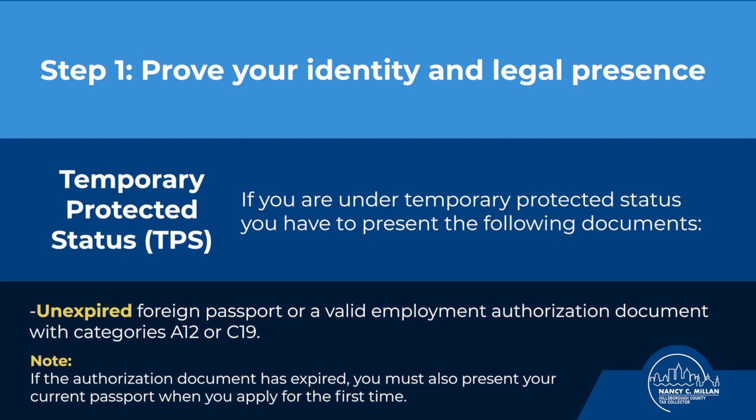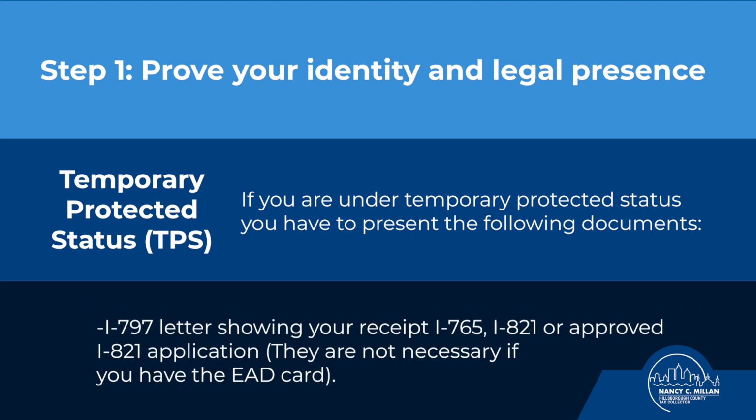Temporary Protected Status, or TPS. If you are under Temporary Protected Status, you have to present the following documents: an unexpired foreign passport or a valid employment authorization document with categories A12 or C19. Note: if the authorization has expired, you must also present your current passport when you apply for the first time. And I-797 letter showing your receipt of I-765, I-821, or your approved I-821 application. They are not necessary if you have the EAD card.